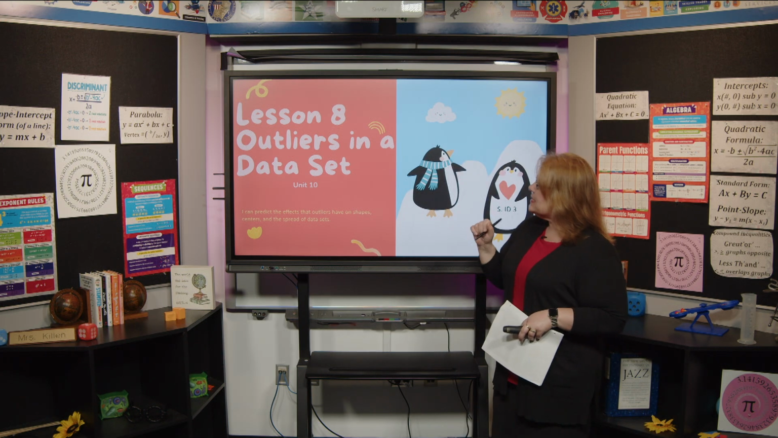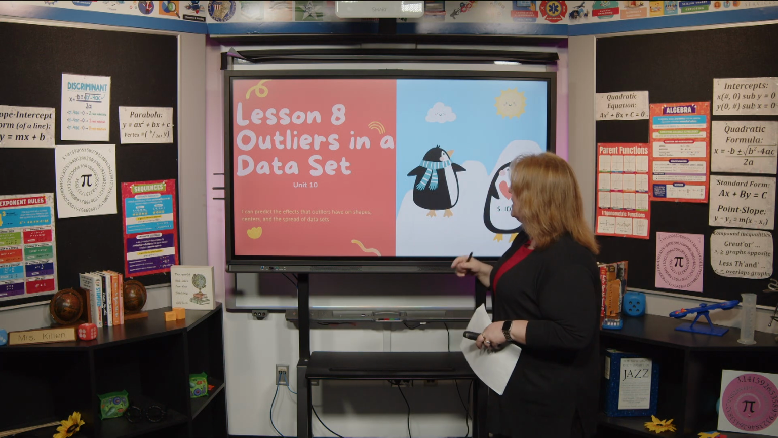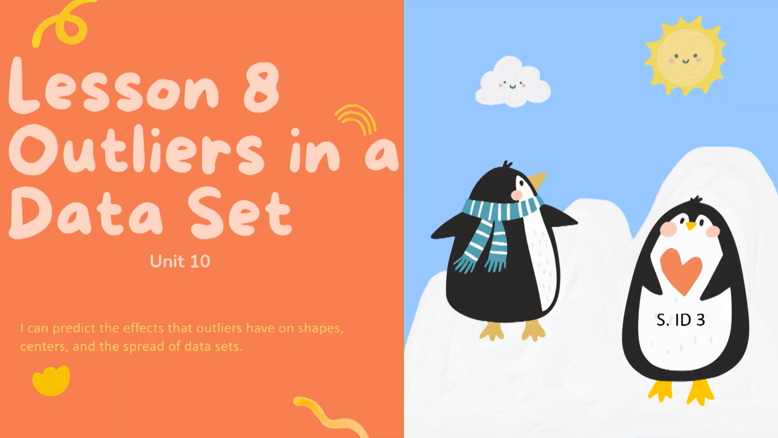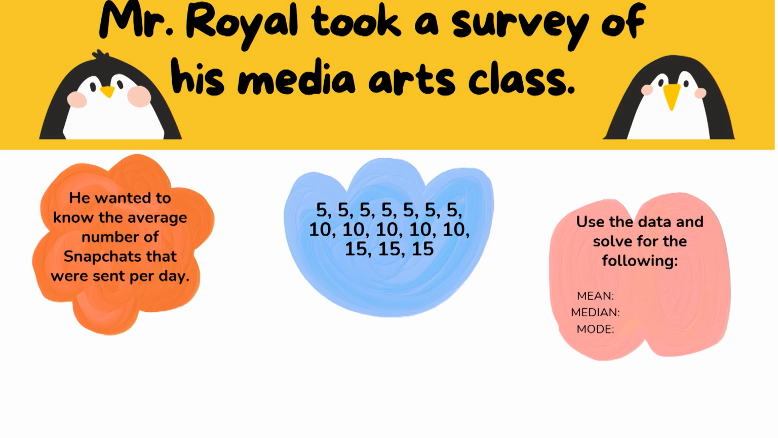So we're looking at Lesson 8 today, which is our outliers in a data set. I can interpret the effect that outliers have on shapes, centers, and the spread of the data set. We are looking at S-ID.3. So let's go ahead and jump into the lesson and see what we've got.